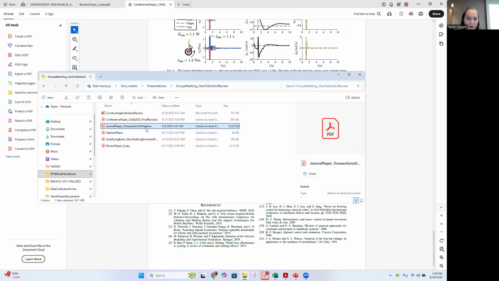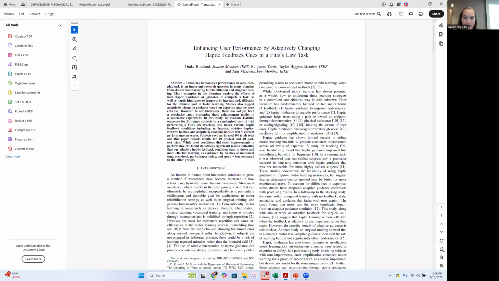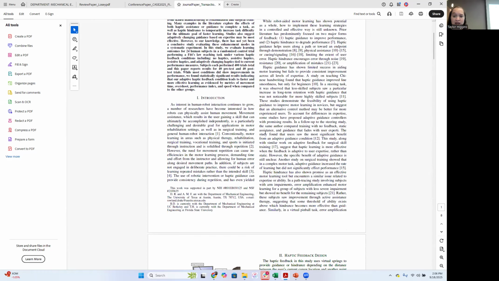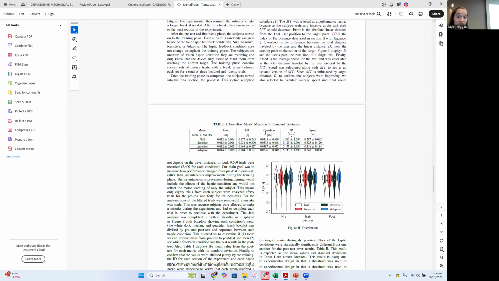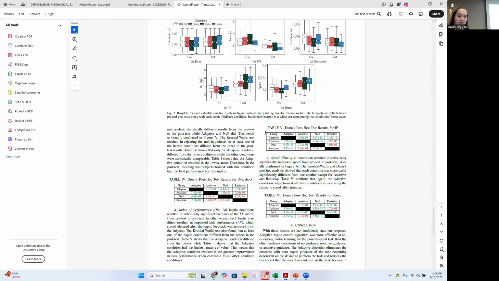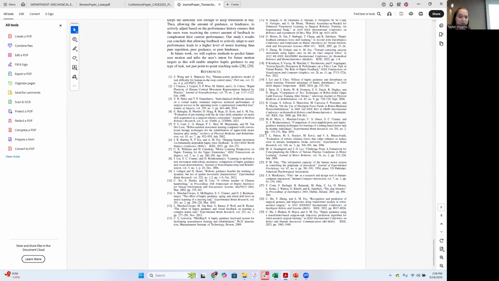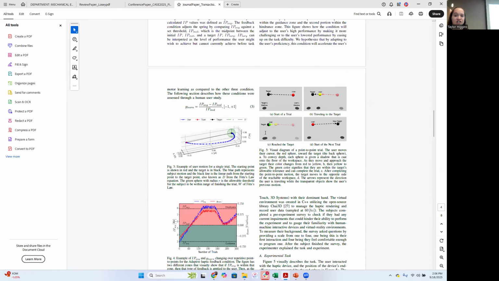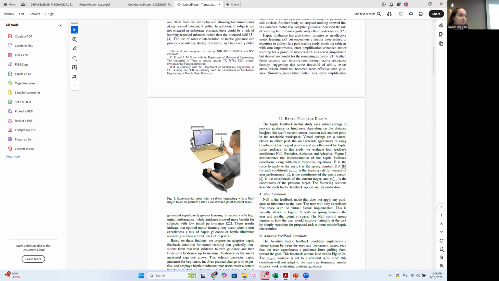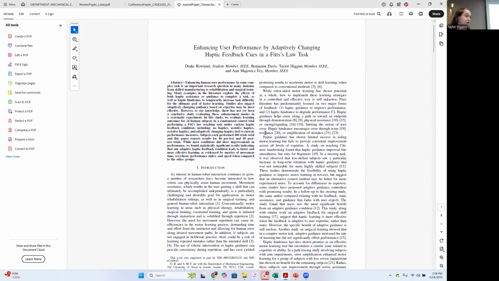Let's look at a journal paper. This is a paper that I helped to publish in my postdoc. It's a good bit longer-ish, depends on the journal. Every journal sets their own page lengths, but same format. We've got images, we've got experiments, we've got methods, we've got results, discussion, conclusion.